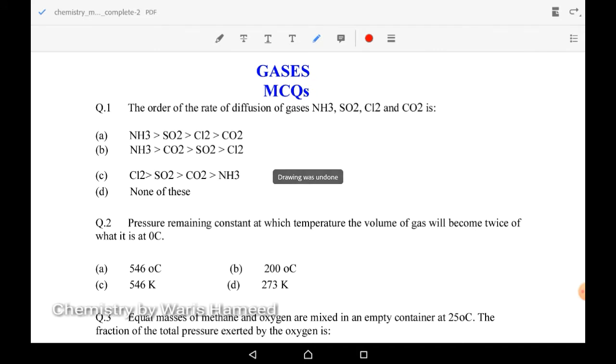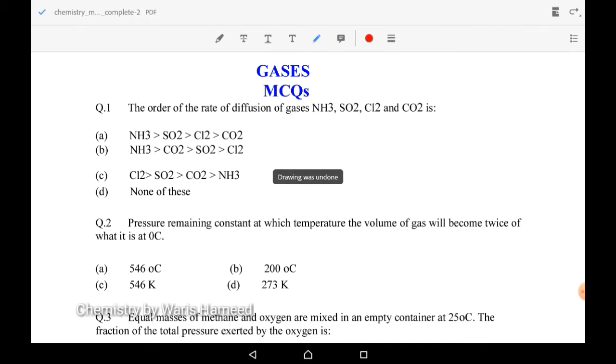In this video lecture I am going to discuss the third chapter of first year chemistry, that's gases. Now going to first MCQ: the order of the rate of diffusion of gases ammonia, sulfur dioxide, chlorine and carbon dioxide. First we have to know what the rate of diffusion is.